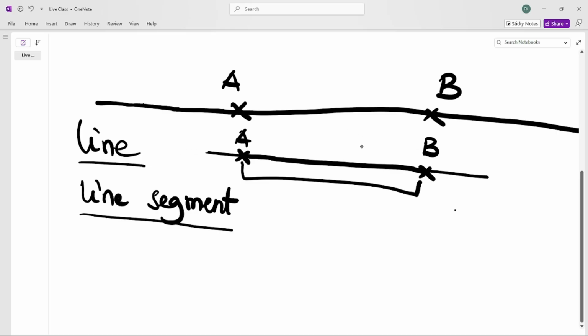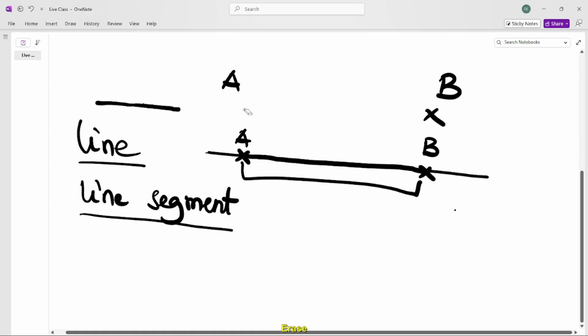Are we clear? Yes, please. Good. Yes, sir. Good. So that's the basic difference between a line and a line segment.